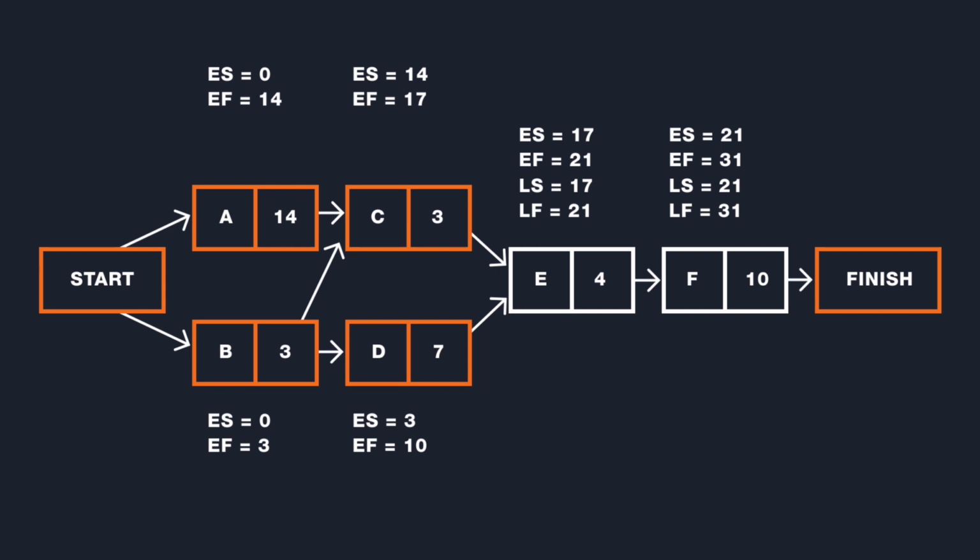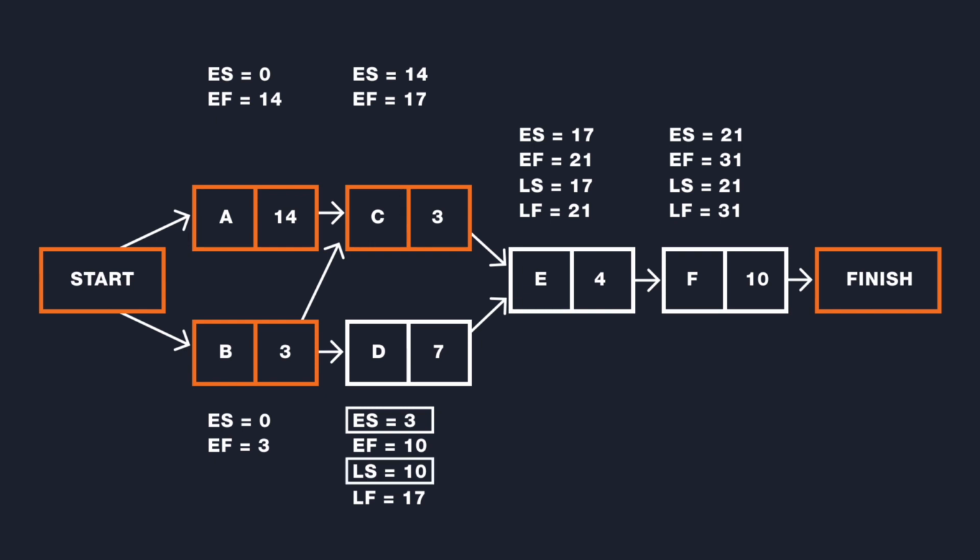Continuing backward, we arrive at activity D. The late finish for activity D is the late start of its successor, activity E, which is 17. We calculate the late start for activity D by taking the late finish of 17 and subtracting the activity D duration of 7 to arrive at a late start of 10. Notice for activity D, the earliest start date is day 3 in our schedule. The latest start date is day 10 in our schedule.